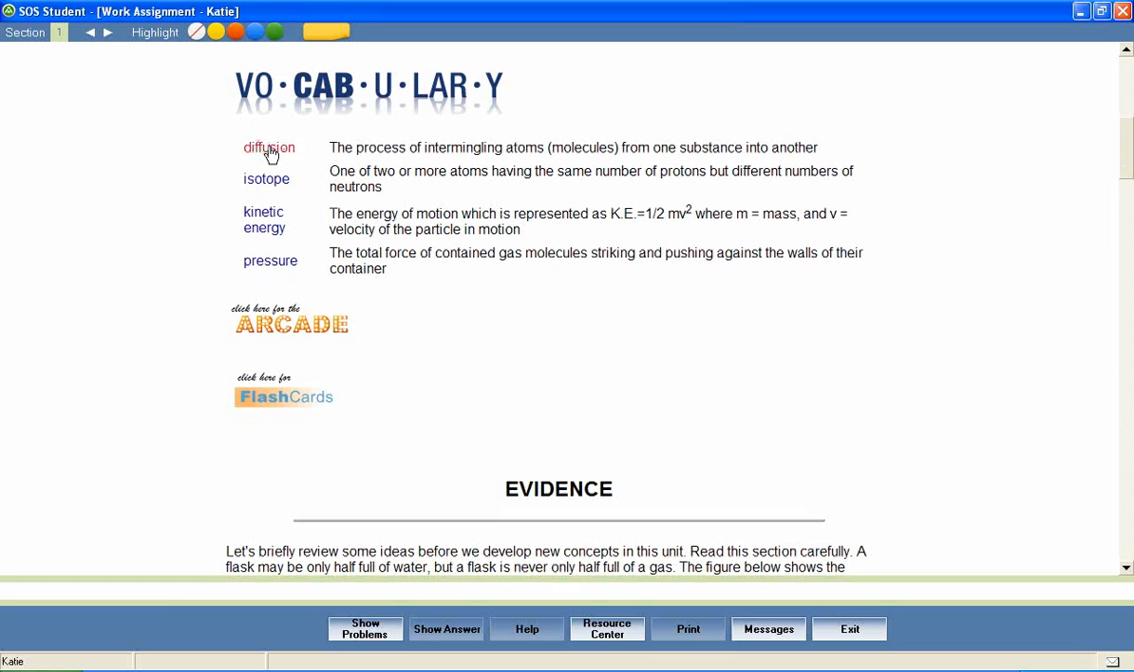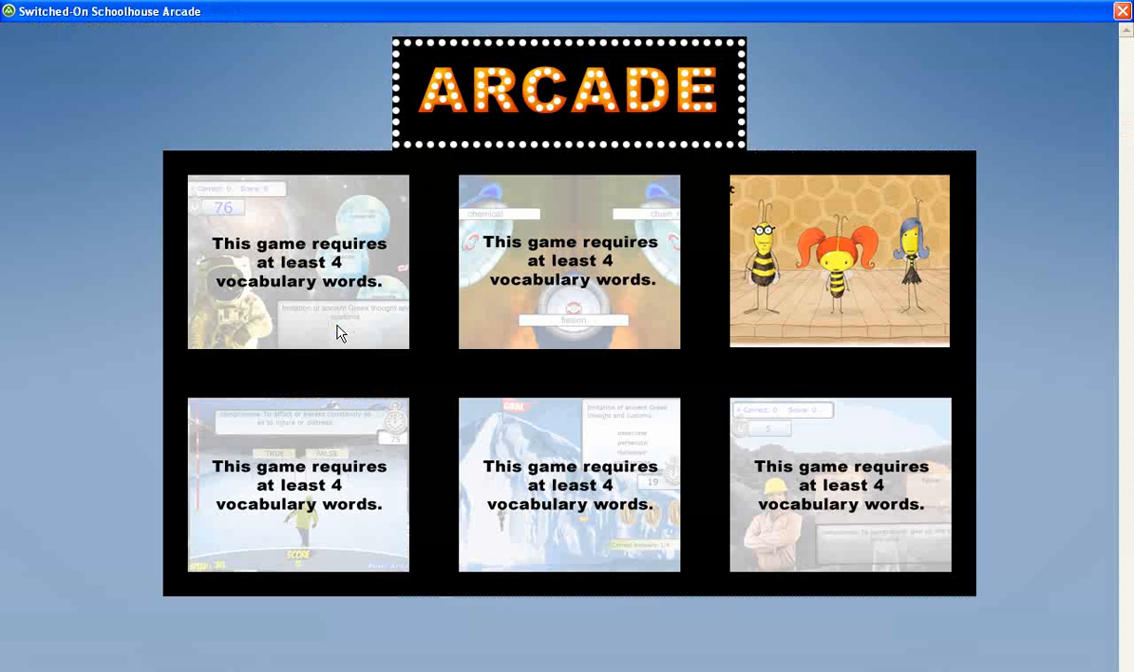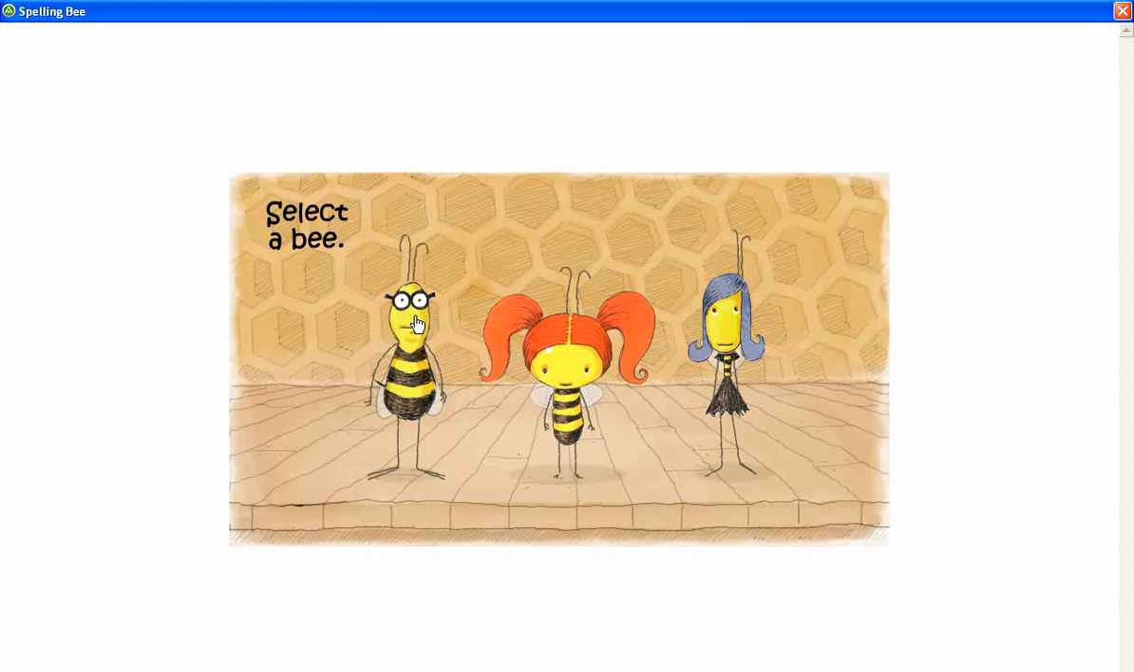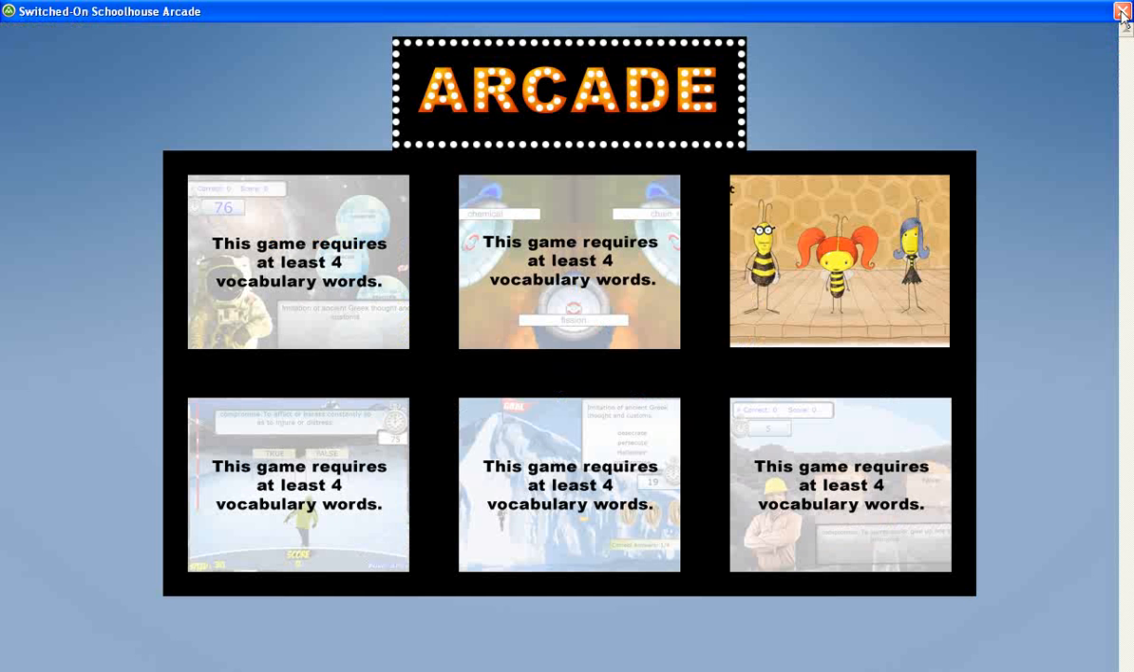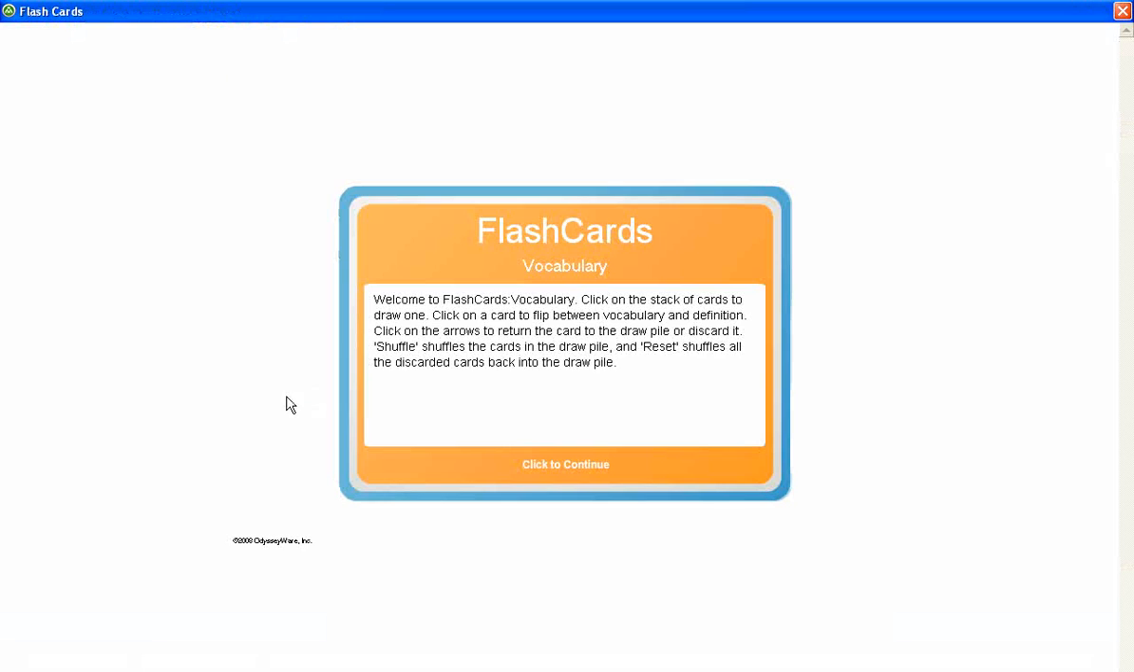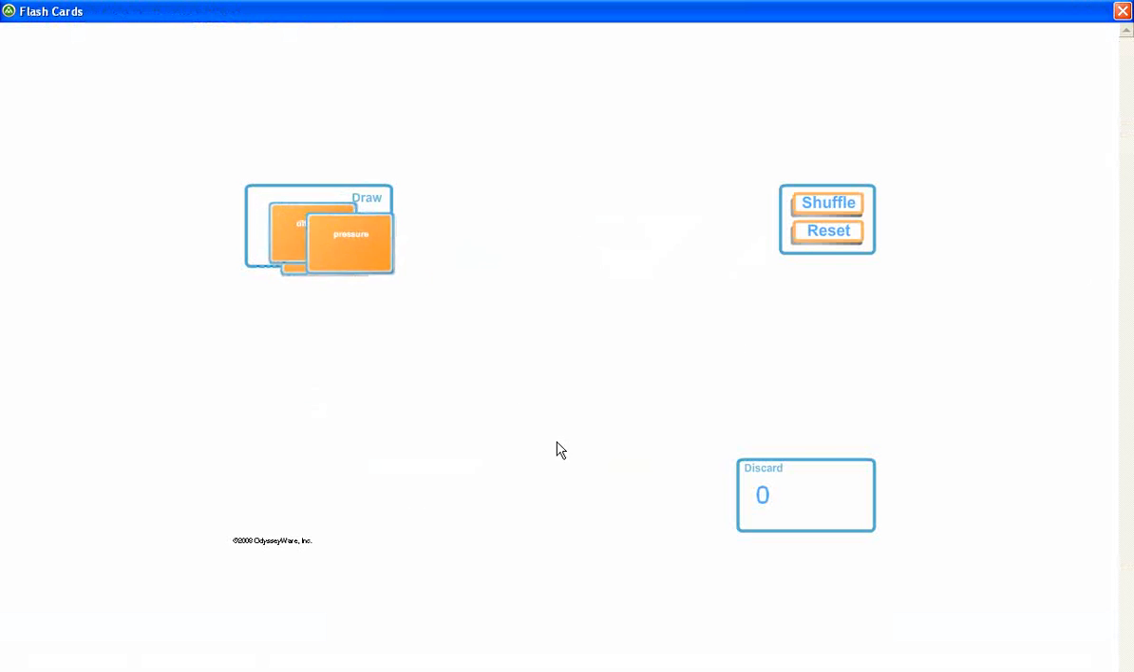We've included several activities to encourage mastery of these important words. For example, students can hear the correct pronunciation of each word. Pressure, isotope. In addition, the vocabulary arcade games encourage mastery of the vocabulary words by providing practice in the correct spelling of each word and in matching each word with its definition. Flashcards allow students to easily review the words and their definitions.